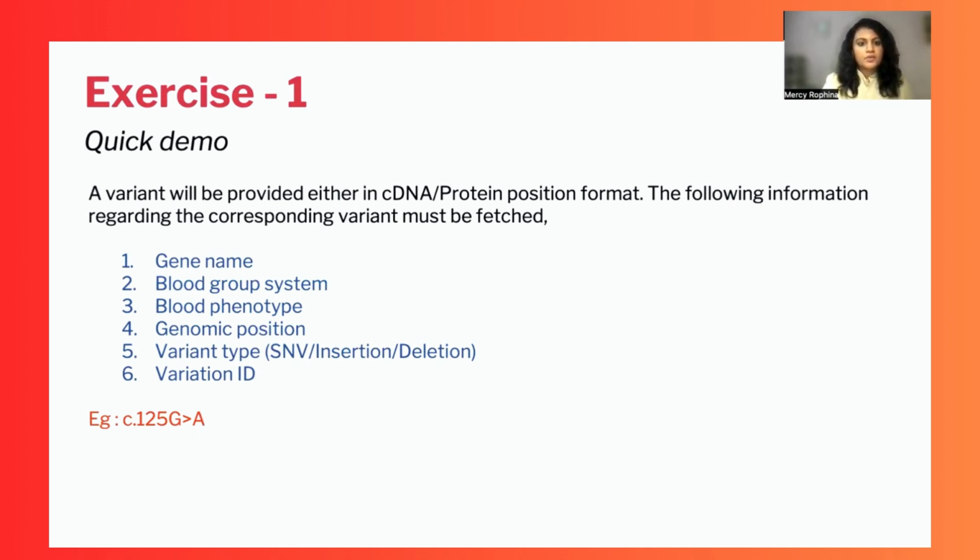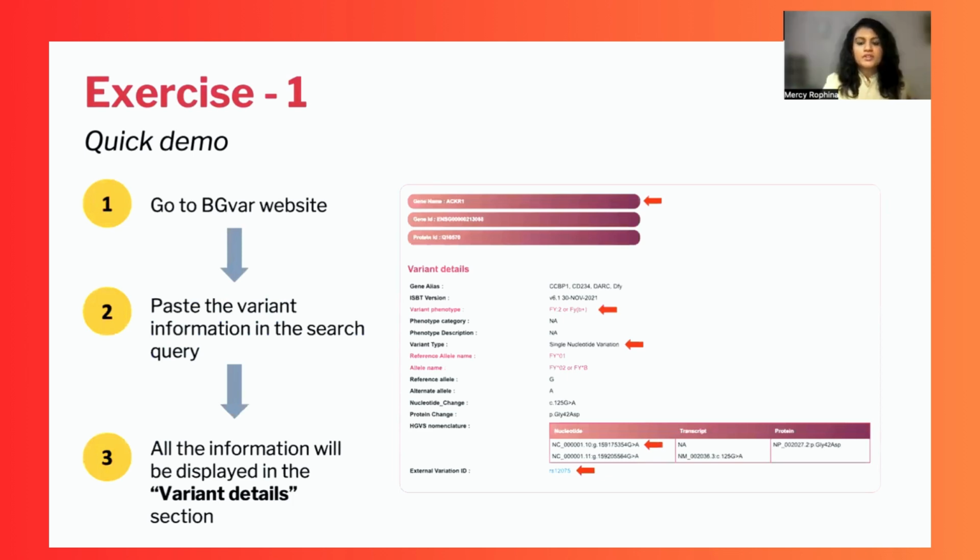So what are we going to do? All we need to do is three basic steps. We are going to go into the BGVAR website. We are going to paste this particular variant. And once we click on the search button, it will take us to the results page. And from the results page, we are going to fetch all the information which is needed.